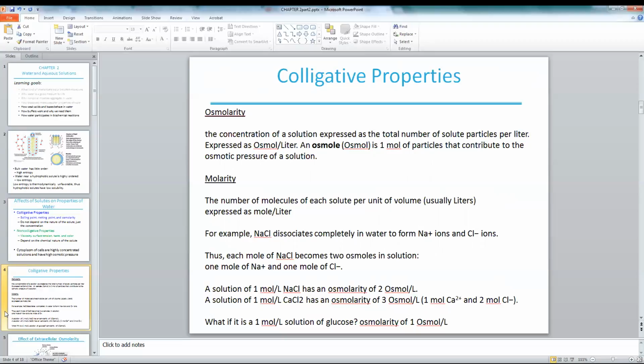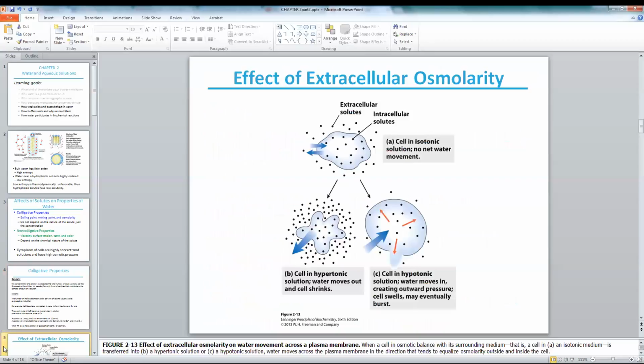Well, it's going to have an osmolarity of 1 because glucose doesn't dissociate, so it doesn't create any more particles than existed when you first put the glucose into solution. Now, those concepts are important when we start to think about the effect of extracellular osmolarity. So that's a fancy way of saying when we think about the concentration of solutes outside the cell.